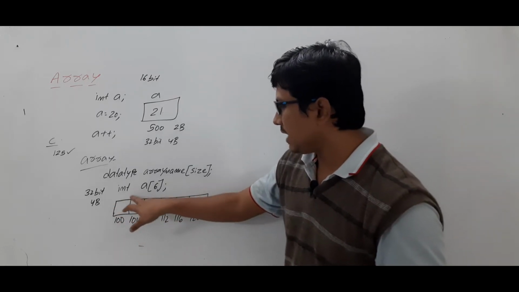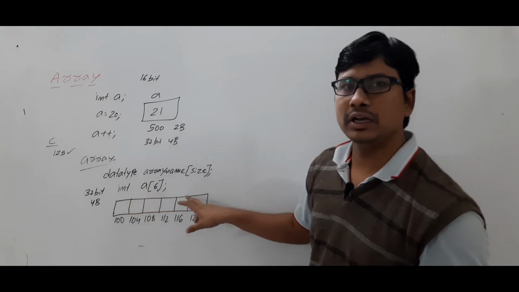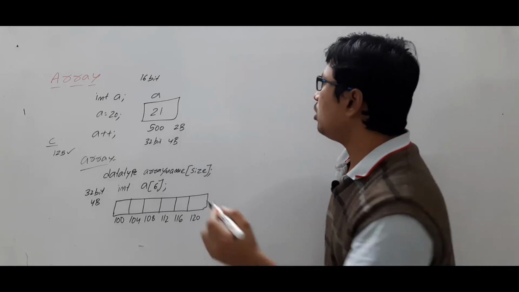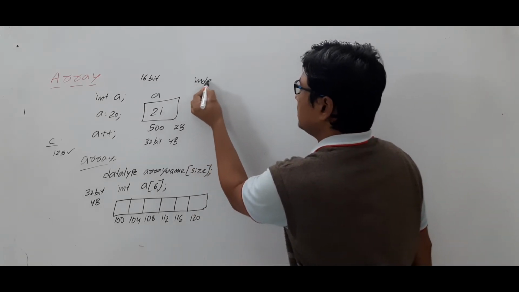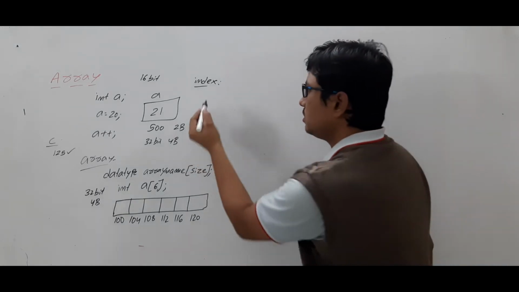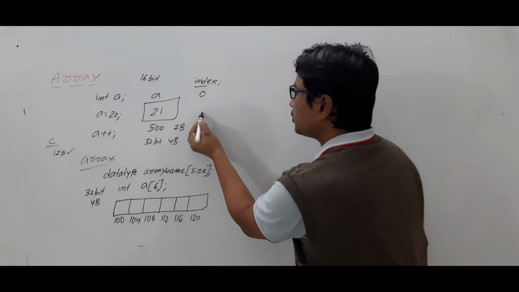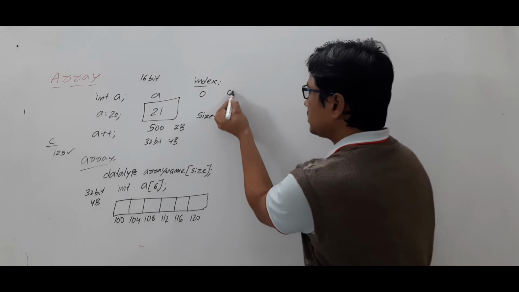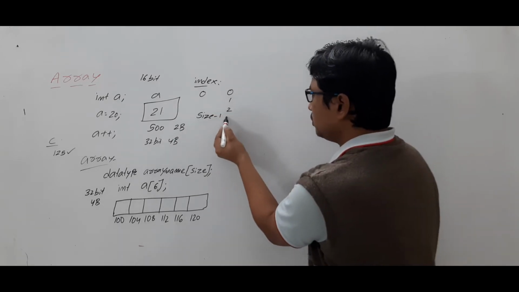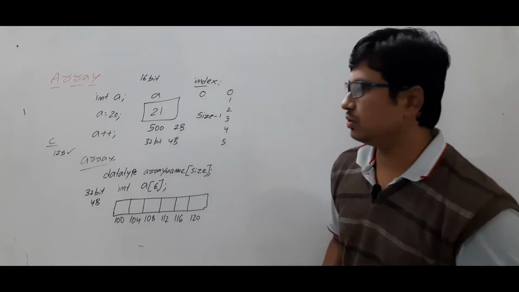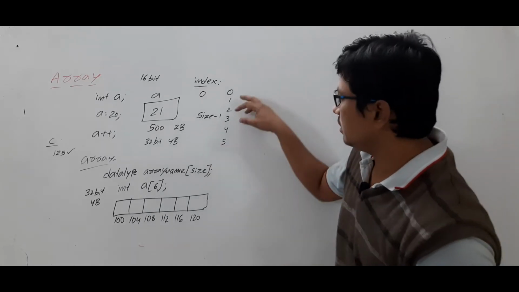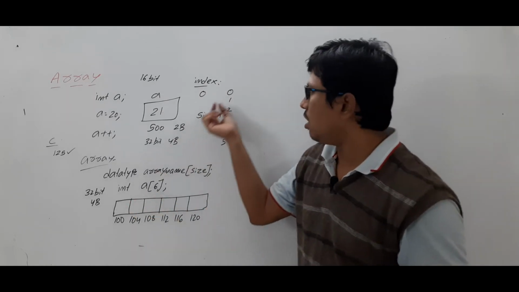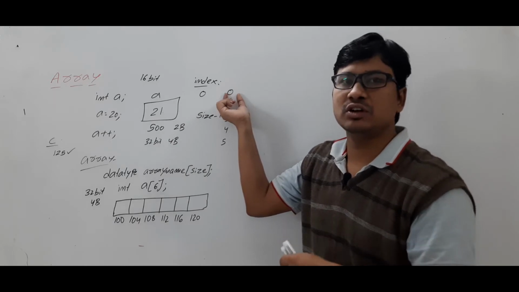Now, how can I access these elements? First element, second element, third element, fourth element. We can access using the indices. The array index will always start from 0 and it will go up to size minus 1. In this example, the size is 6, so the array index will start from 0, 1, 2, 3, 4, 5. Up to 5 it will go. So now if you count the number of elements, there are 1, 2, 3, 4, 5, 6. So you can store 6 values. So always remember this point, the array index will always start from 0.